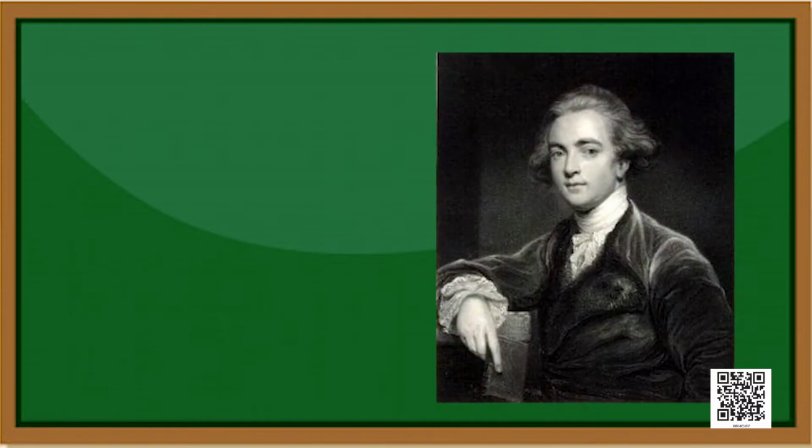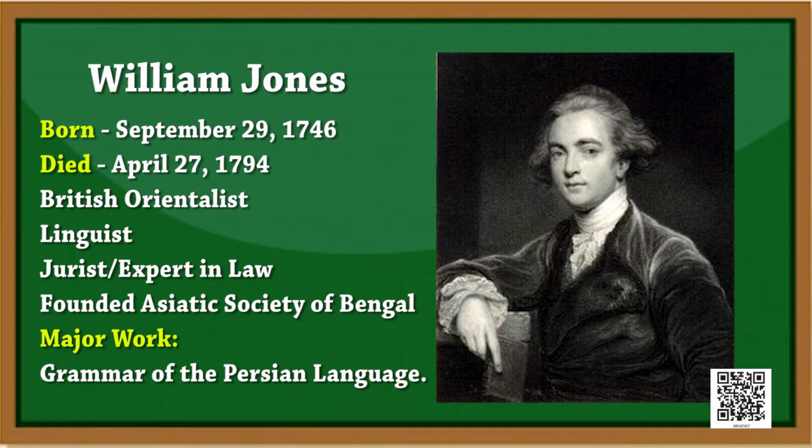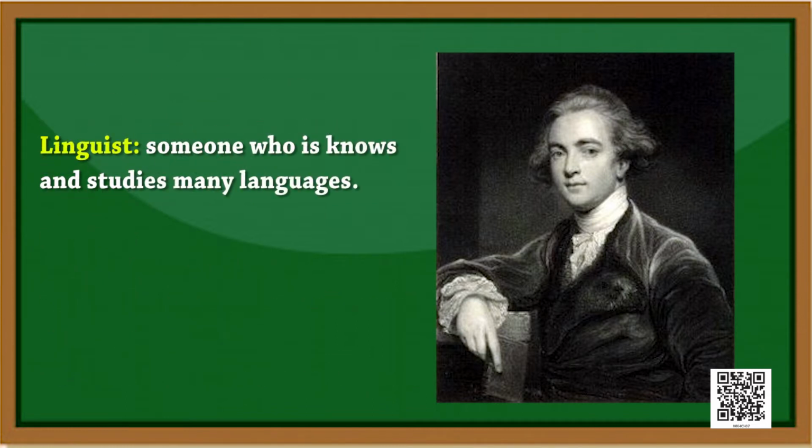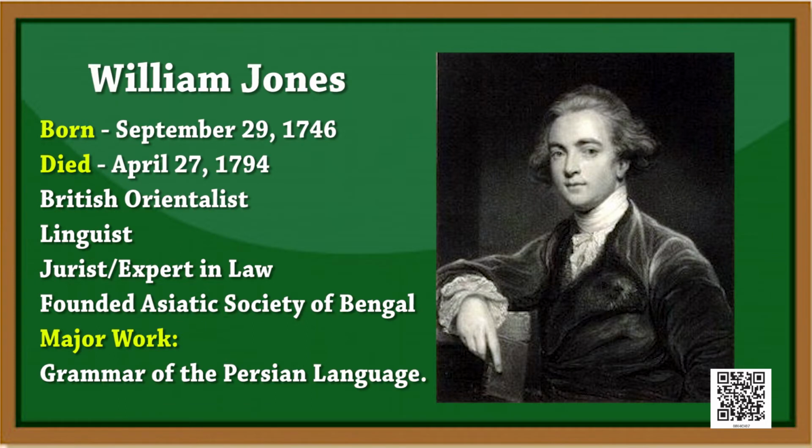Another person who was interested to learn about the Indian culture was William Jones. He was a linguist and a jurist. A linguist is someone who knows and studies many languages, while a jurist is someone who is an expert in law. William Jones came to Calcutta in 1783 when he was appointed as a junior judge in the Supreme Court set up by the East India Company.